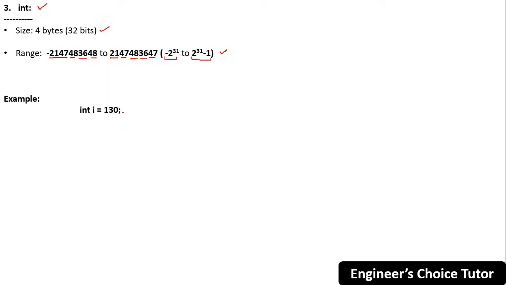Now let's see the example. int i is equal to 130. This 130 lies between this range, right? That is why this is perfectly valid. Now let's see this. int i is equal to 10.5. 10.5 is of what type of data? Don't you think it is double type data? So if it is double type data, how can you assign it to this int type variable? Is it possible? Not possible.